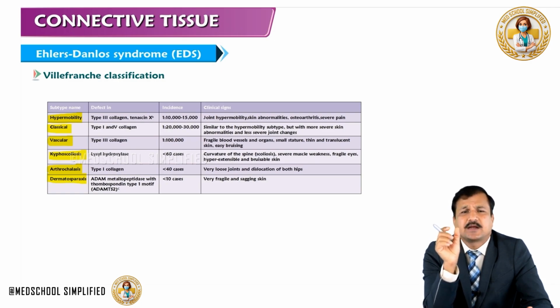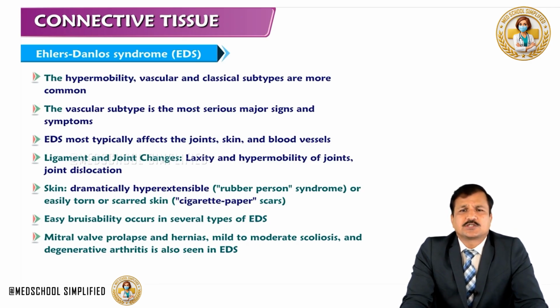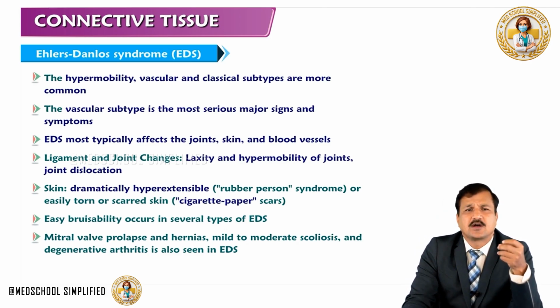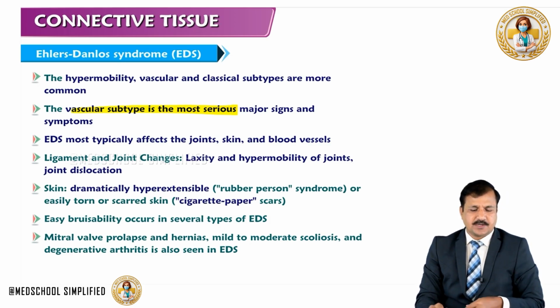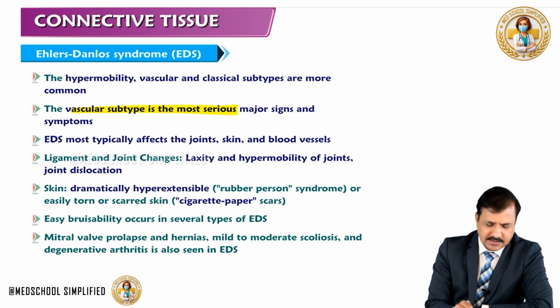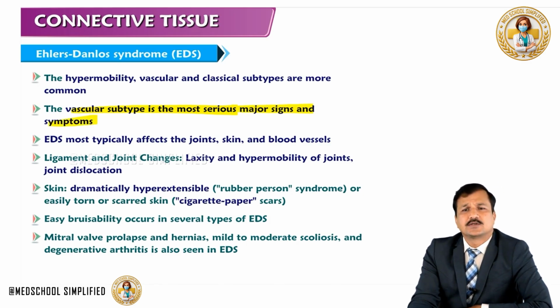The other 3, kyphoscoliosis, arthrochalasis and dermatosparaxis, are extremely rare conditions. The vascular subtype is the most serious of all types because of its tendency for spontaneous rupture of arteries or the bowel, reflecting abnormalities in type 3 collagen molecule. Remember that. The vascular subtype is the most serious.